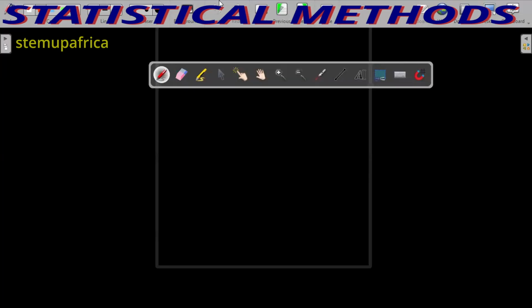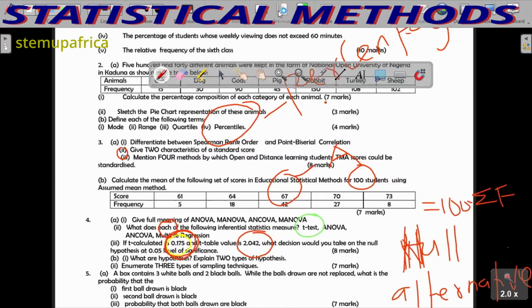Then let's go to the next question. It says, enumerate 3 types of sampling techniques. All these things are present in your research. If you have done research, there are types of sampling techniques there. We have simple random sampling, stratified sampling, and systematic sampling.